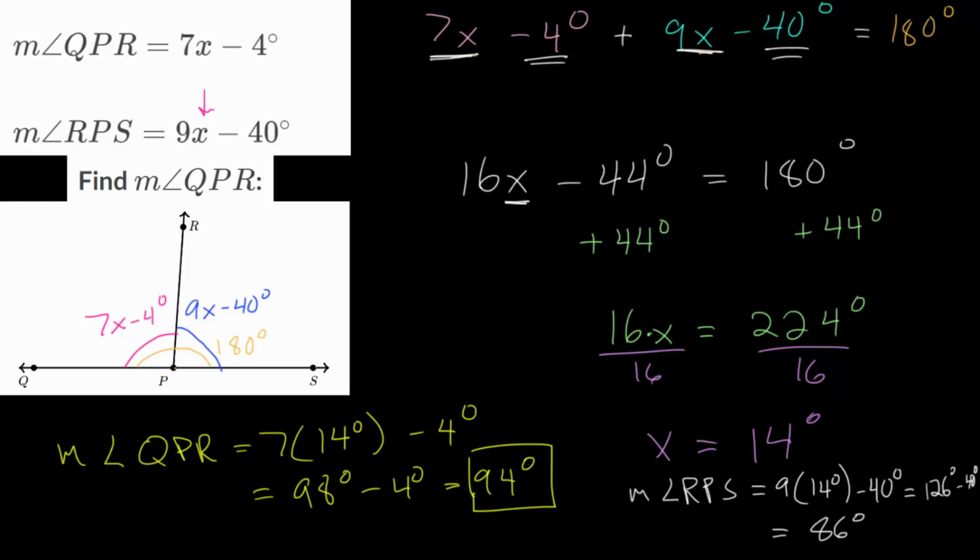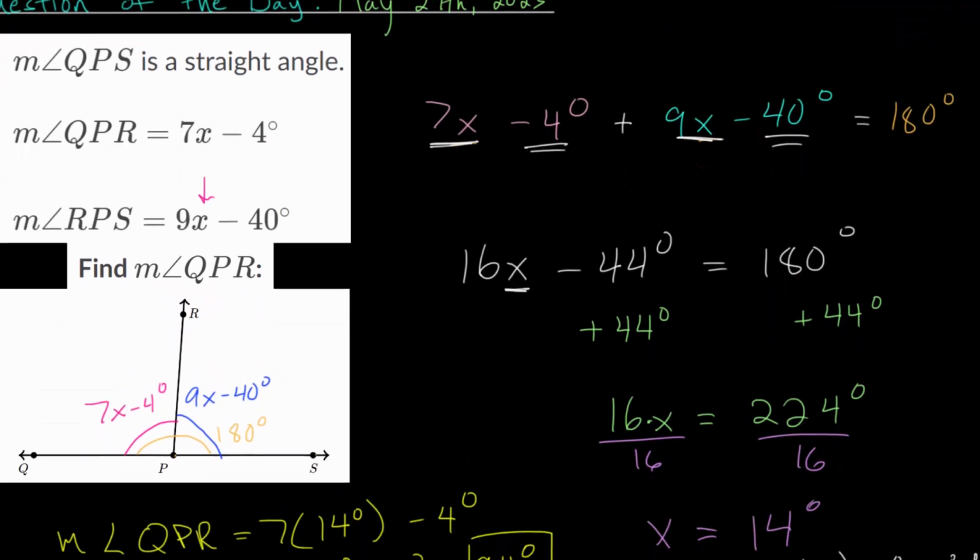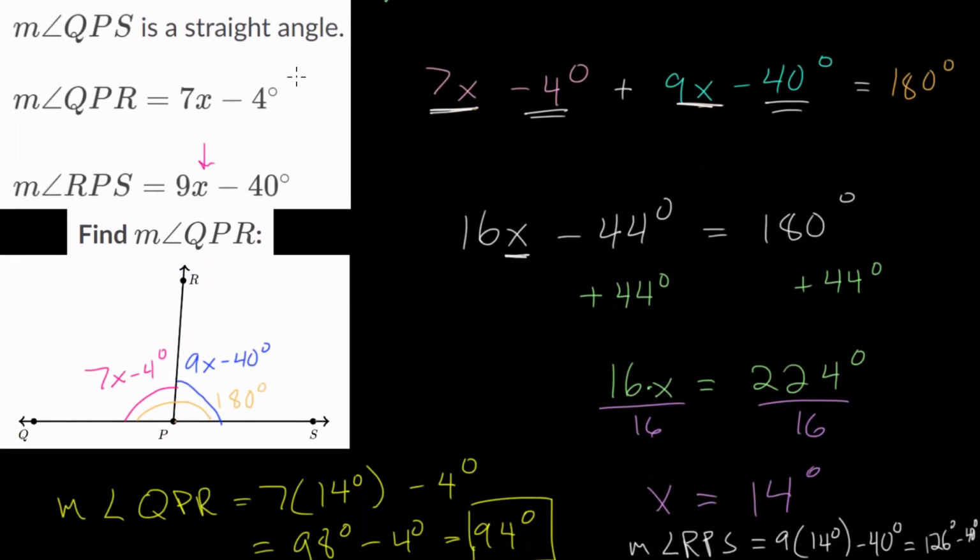And we can see that if we add 94 plus 86, we do get back 180, which shows that these two angles are supplementary with our found x value, which again should make sense because this big angle here is a straight angle and is a total angle measure of 180 degrees. So our final answer, what is the measure of angle QPR? This angle right here is 94 degrees.